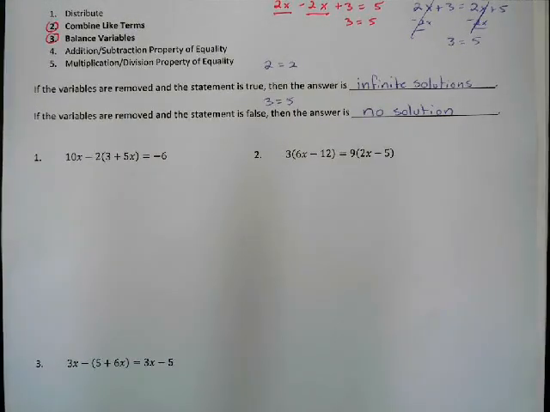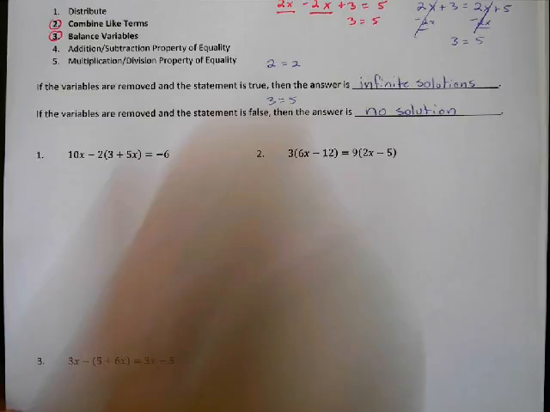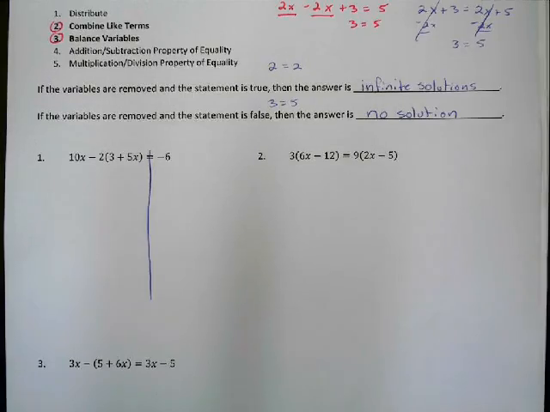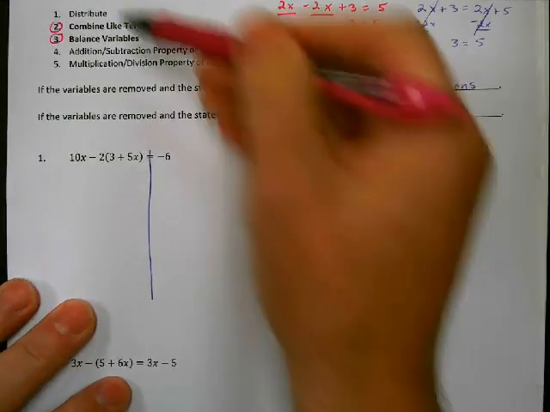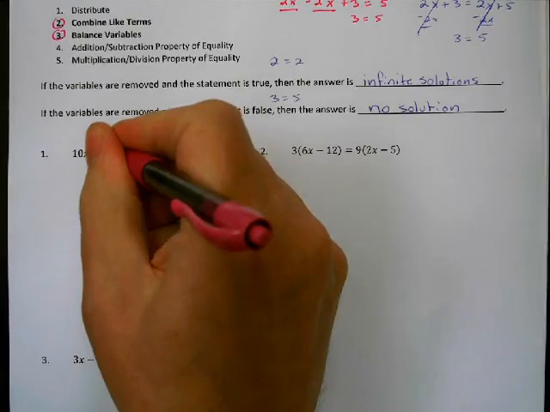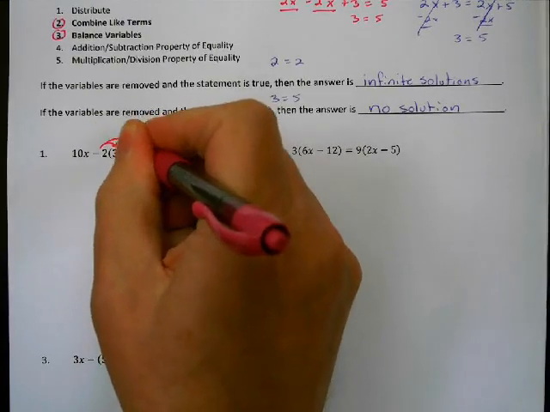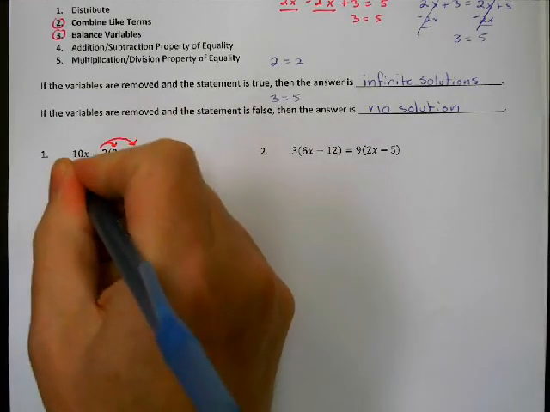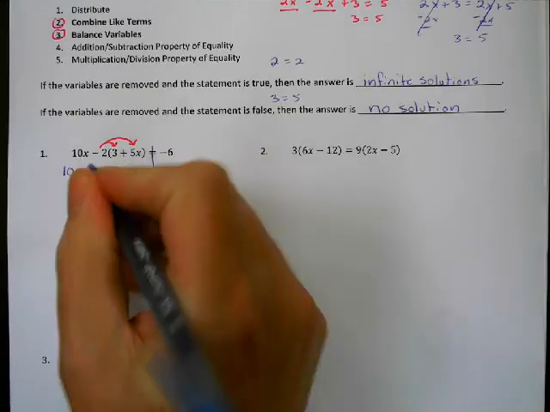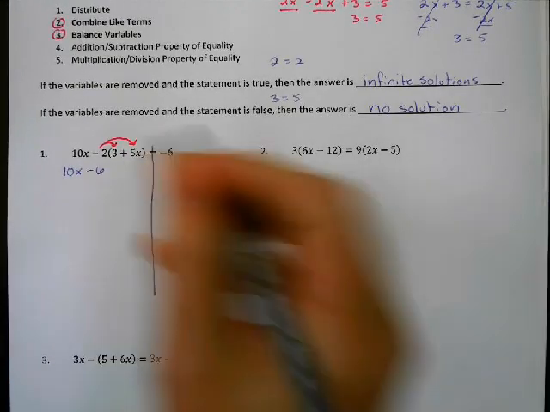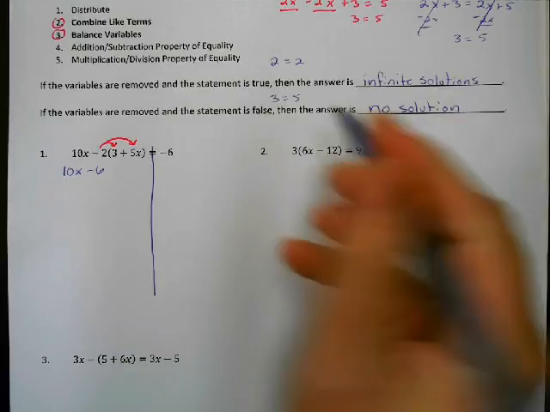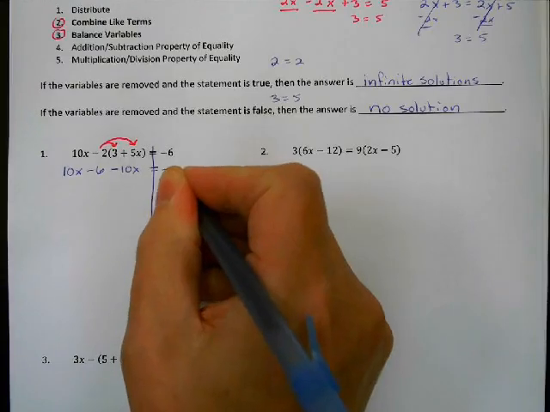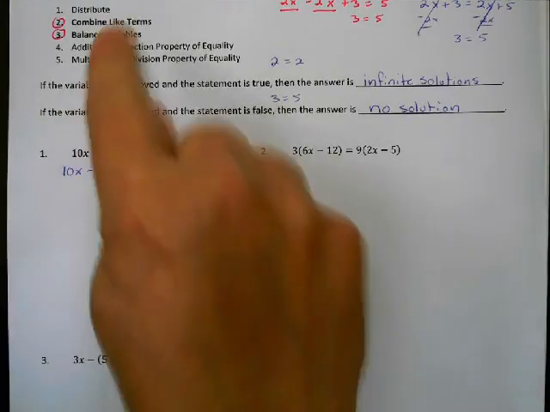So first example, we are going to draw a line down the middle. Let's do blue. Going to draw a line down the middle there because we're good people. Okay, we're going to start with our solving process. We're going to distribute first. Nothing crazy going on here. So we distribute. We end up with 10x. Negative 2 times 3 is negative 6. Negative 2 times 5x is negative 10x. Equals negative 6. All right, first step, distributing done.